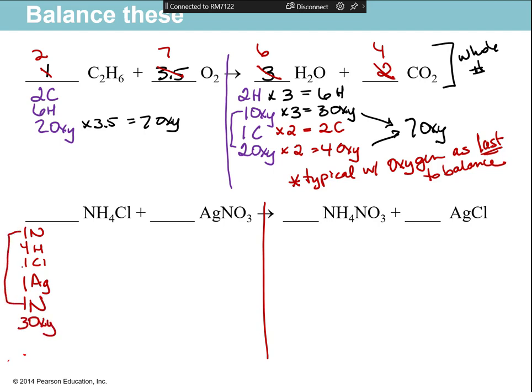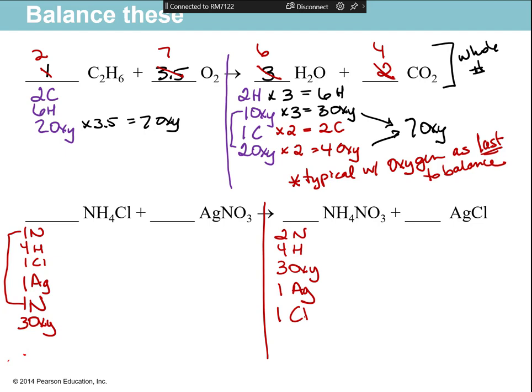So here's the grouping. I have nitrogens in 2 places on this side. Over on the opposite side, I have NH4NO3. So there's 2 nitrogens in that one molecule, 4 hydrogens, 3 oxygens, 1 silver, Ag, and 1 chlorine. So when you go through and look at these, how many nitrogens on each side? 2. How many hydrogens? How many chlorines? How many silver? And how many oxygen? So it is already balanced.